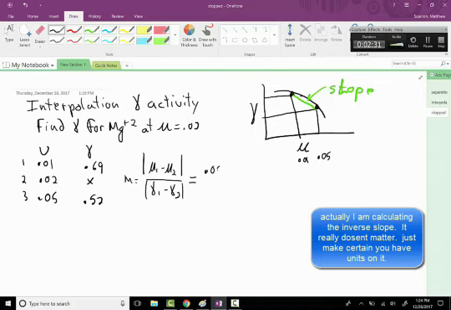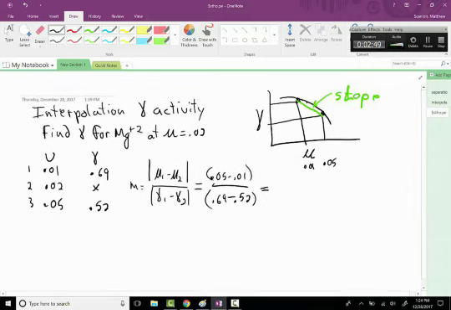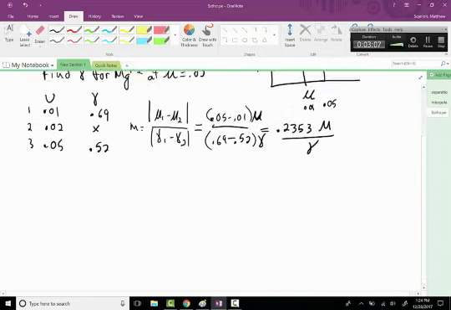This is 0.05 minus 0.01. I do it the easy way, divided by 0.69 minus 0.52, and I get, remember I took the absolute value, so the order doesn't really matter when you do that, I get 0.2353 mu units over alpha units. Notice this is mu units up here, and these are alpha units down here, because I'm on alpha and mu for those. All right. Once I get the slope, it's really, really easy.